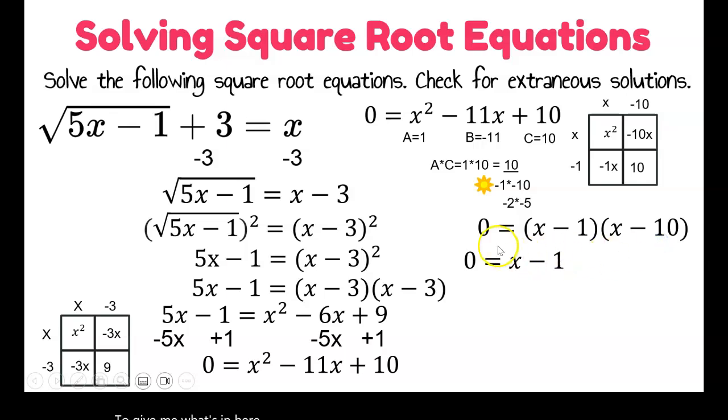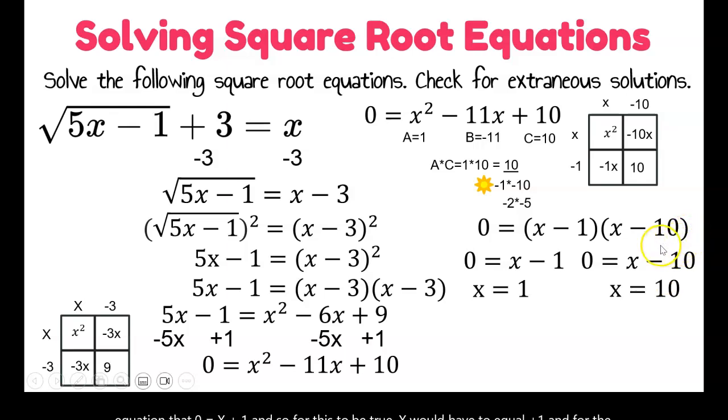So I'm going to have my first equation that 0 equals x minus 1. And so for this to be true, x would have to equal positive 1. And for this second equation, I've got 0 equals x minus 10. And x would have to be positive 10 there. So again, taking these values, I get two solutions, but not both of them are going to be valid.